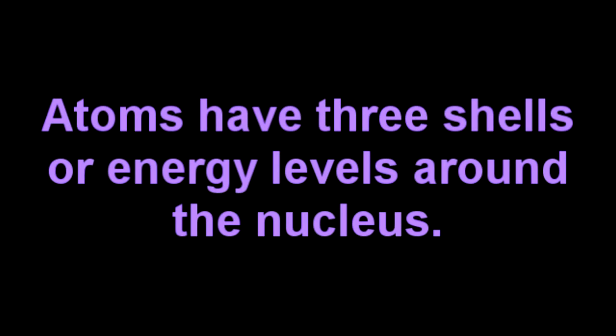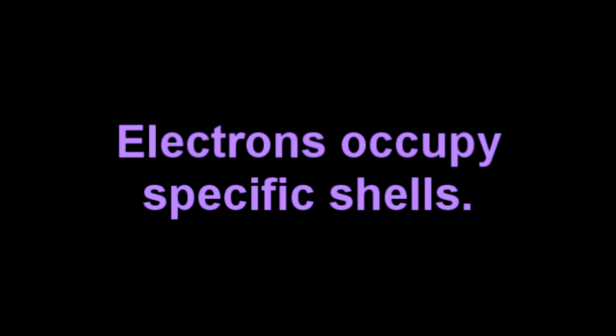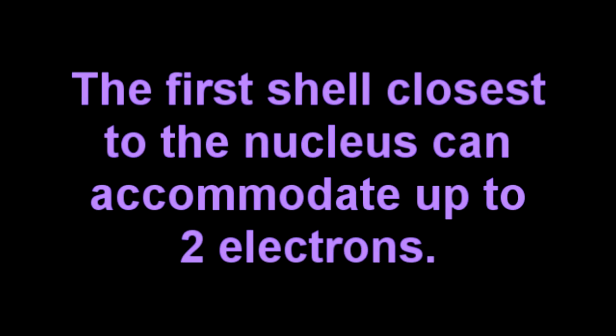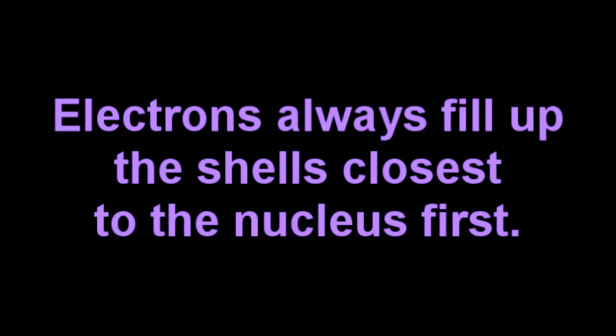Atomic shells! Atoms have 3 shells, or energy levels, around the nucleus. Electrons occupy specific shells. The first shell, closest to the nucleus, can accommodate up to 2 electrons. The second and third shells can accommodate up to 8 electrons each. Electrons always fill up the shells closest to the nucleus first.